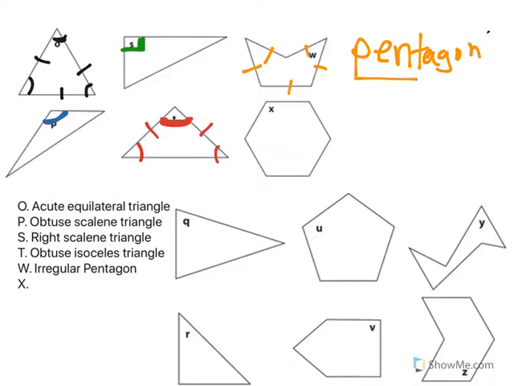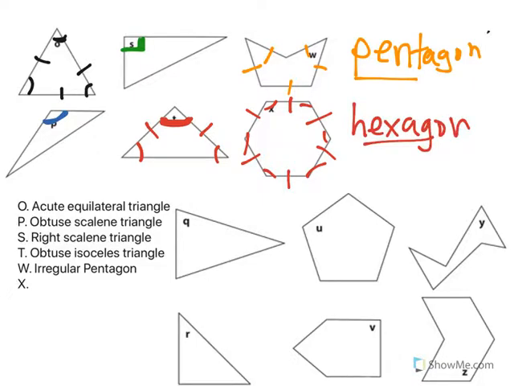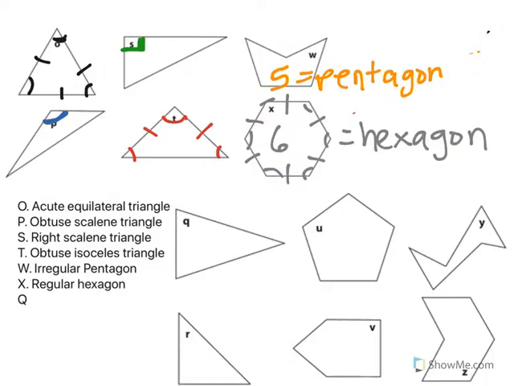Now let's take a look at X. Looking at X, we see that it has how many sides? It has 1, 2, 3, 4, 5, 6. All of those sides look pretty equal to me, and all of the angles also look pretty equal, meaning that we can look at this as a regular hexagon. Okay, a hexagon being something with 6 sides. Now let's take a look at Q. Q is another triangle. In this triangle, we see all acute angles, and we see 2 equal sides. So we would call this an acute isosceles triangle.